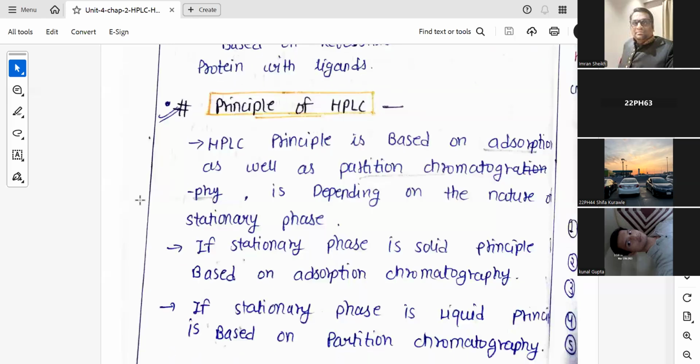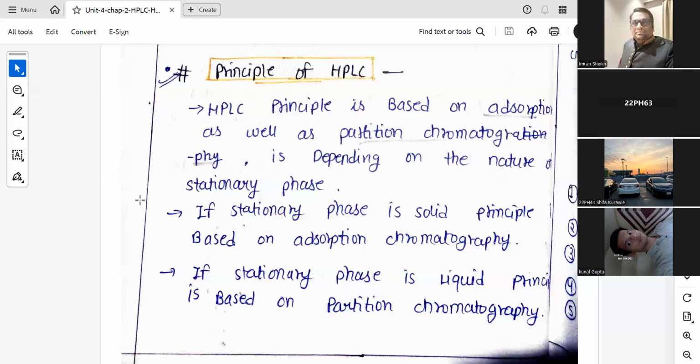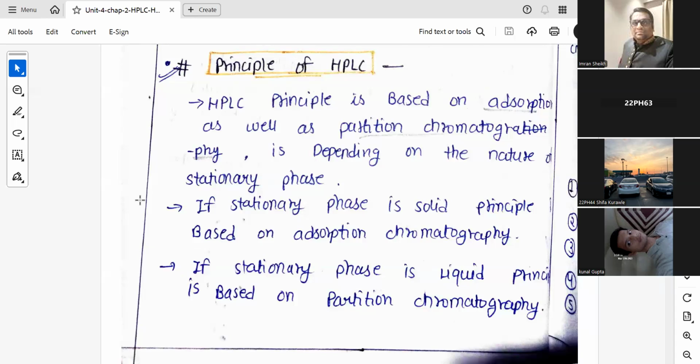So now the principle of HPLC. It is based upon two types of chromatography. The HPLC follows two mechanisms. First is the adsorption chromatography as well as the partition chromatography, and it depends upon the nature of the stationary phase.